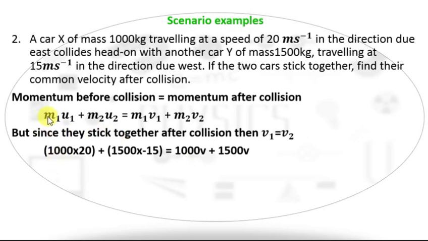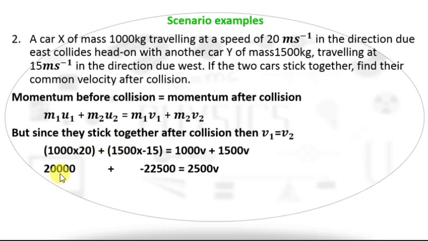Mass for car 1 is 1,000. Velocity is 20, since it is moving in the direction of east, which is positive. Mass for car 2 is 1,500. The velocity is negative 15. Remember, it is going west, so it is negative. This will be equal to mass of car 1, 1,000, times the velocity, which we don't know, plus mass of car 2, 1,500, times the velocity, since they now have the same velocity, v. So we go on solving.